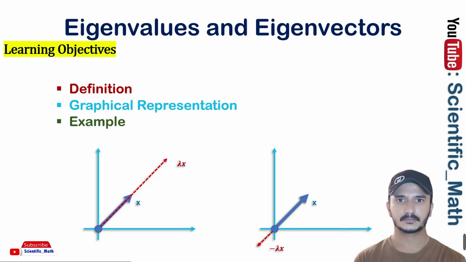In this lecture, we are starting a new topic that is eigenvalues and eigenvectors. In the first lecture of eigenvalues and eigenvectors, we have the learning objectives: first, the definition of eigenvalues and eigenvectors; second, the graphical representation of eigenvalues and eigenvectors; and third, an example. We will also solve one example related to eigenvalues and eigenvectors. So let's start our first lecture about eigenvalues and eigenvectors.